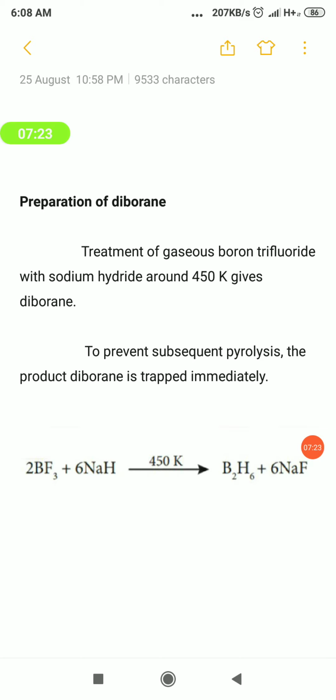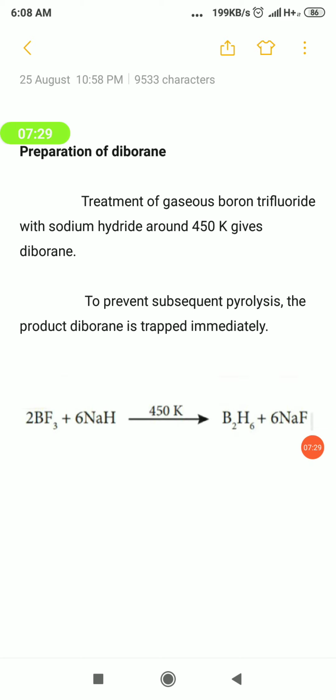What is it giving? It's giving diborane. To prevent subsequent pyrolysis, the product diborane is trapped immediately. If the prepared diborane is not trapped out, subsequent pyrolysis means the compound can be decomposed on heating. So to prevent that, the formed compound will be trapped out immediately.